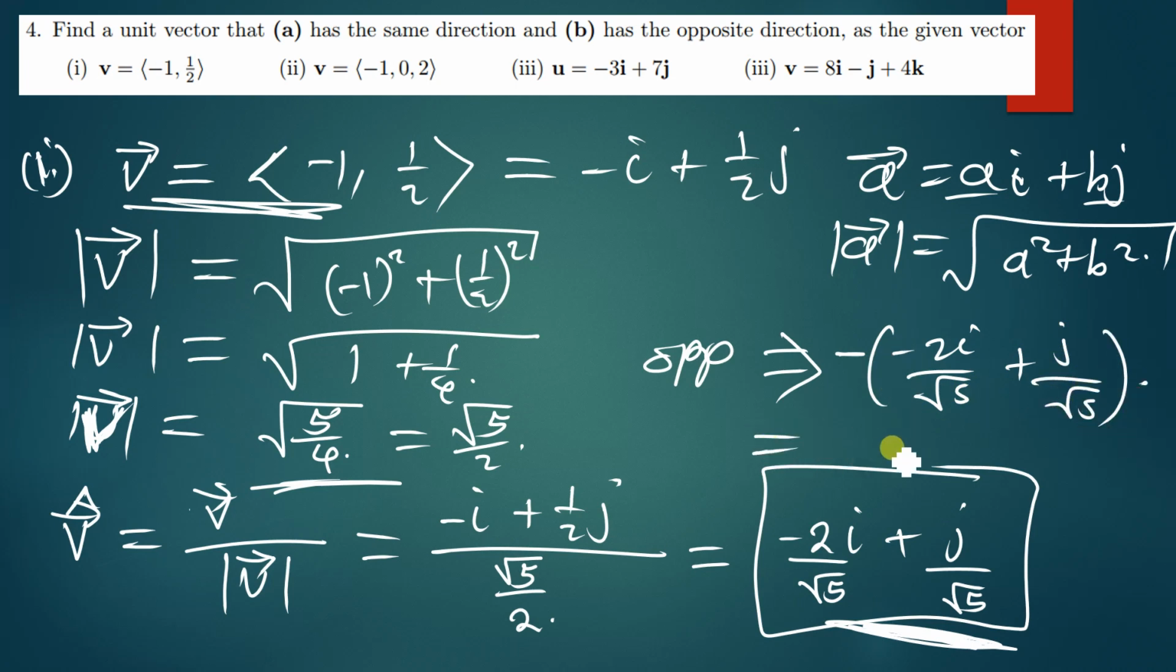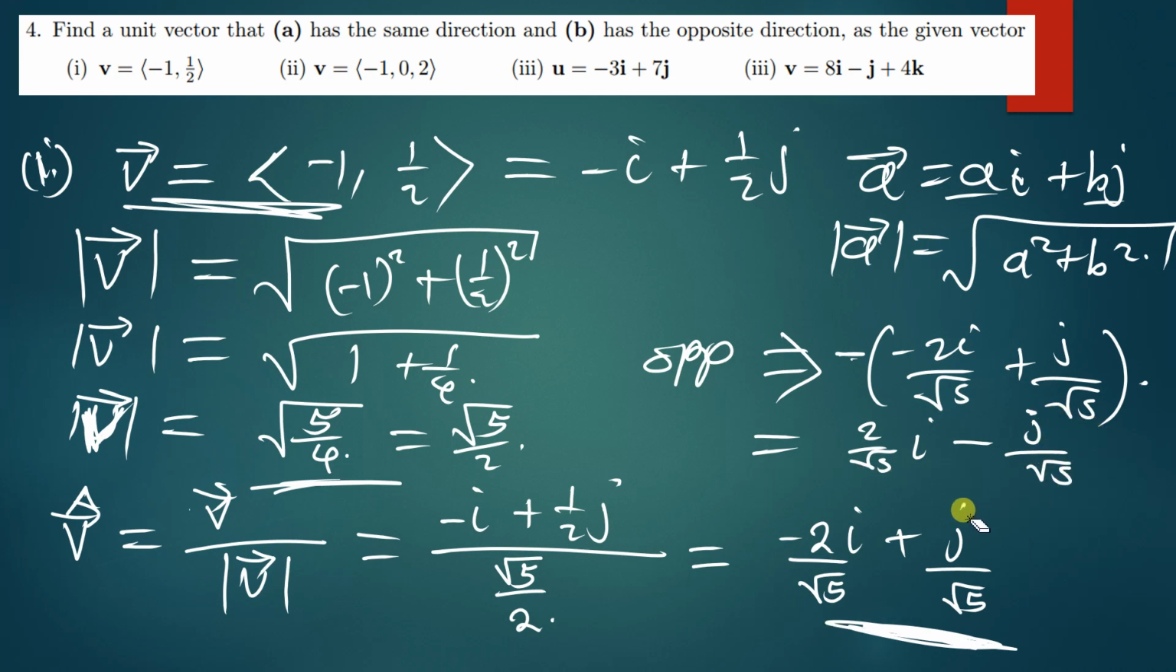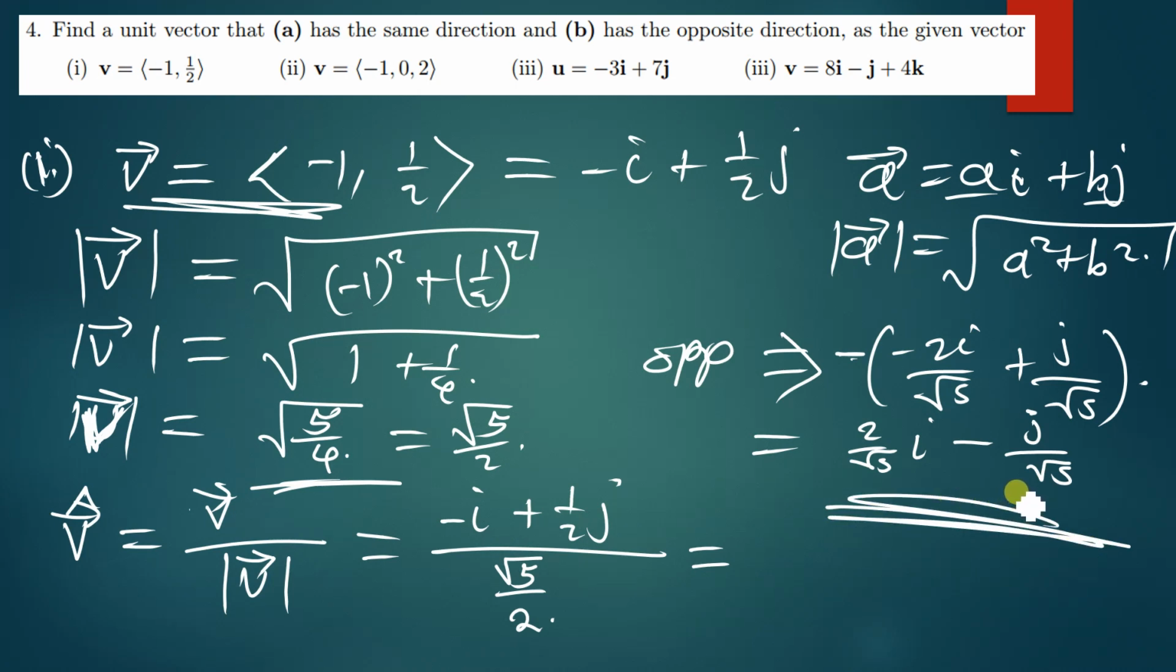So when you multiply by this negative, you have 2 over the root of 5 i, and negative times positive will give us minus j over the root of 5. So this is what you're going to get as the unit vector in the opposite direction of v. So let me also find for this one, then you find for this one and that one as your exercise.